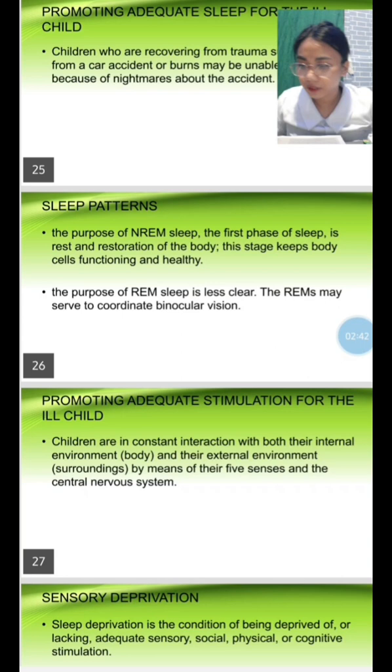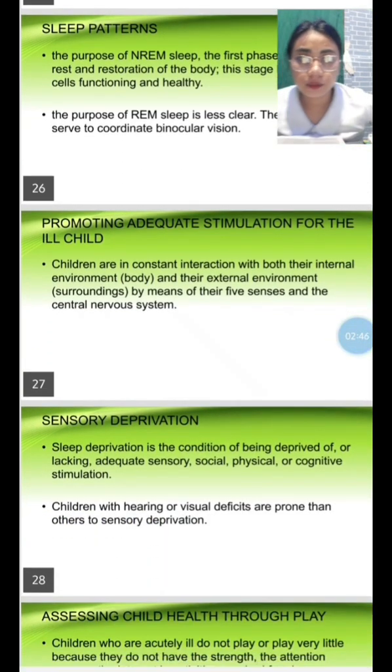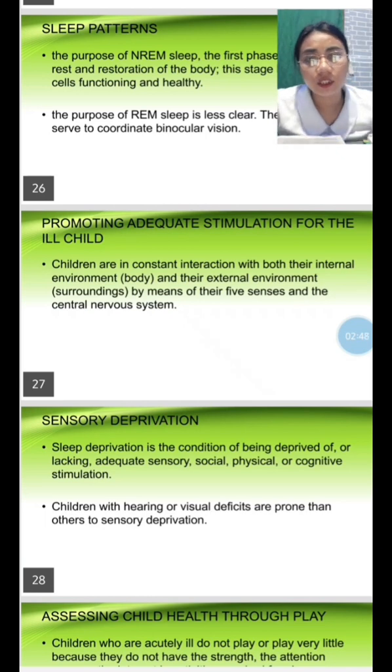So, promoting adequate stimulation for the ill child. Children are in constant interaction with both their internal environment, like the body, and their external environment or surroundings by means of their five senses and the central nervous system.